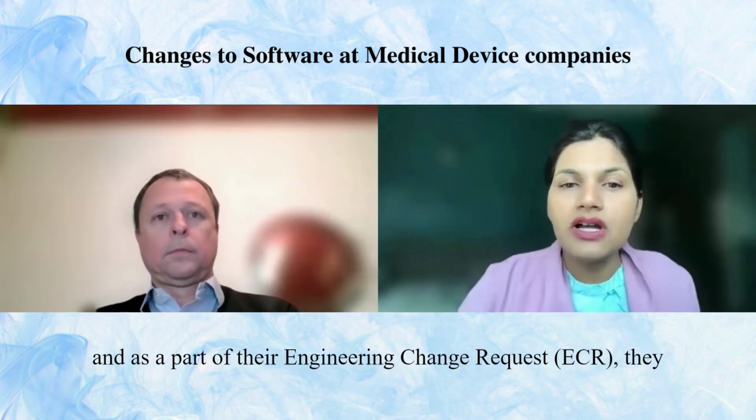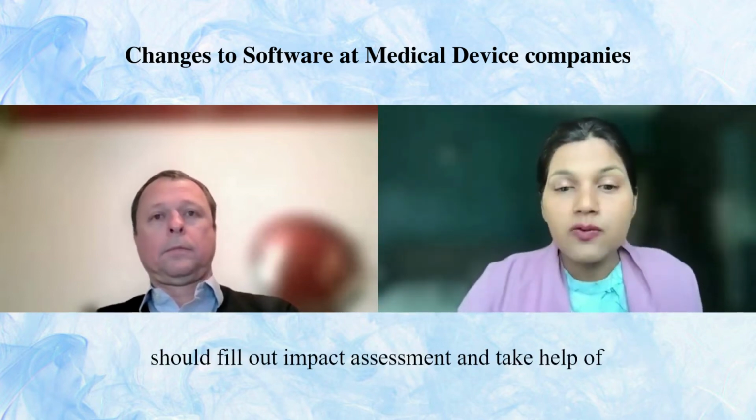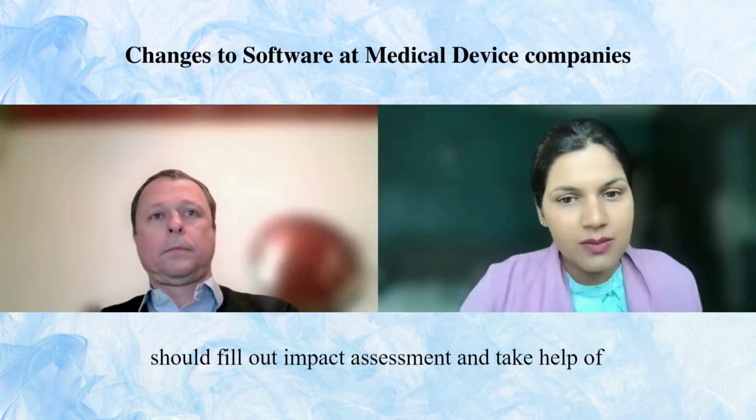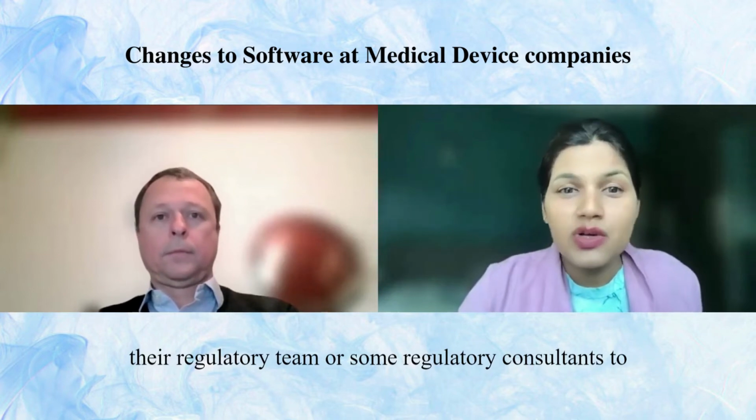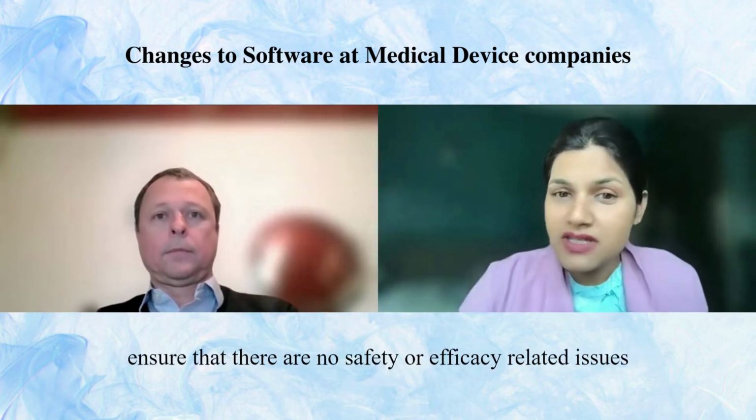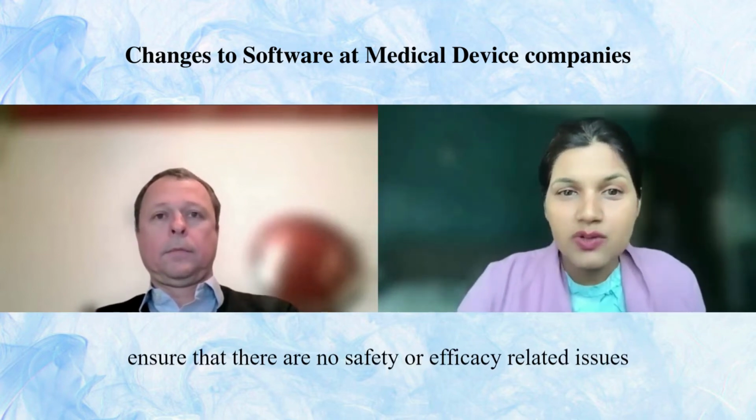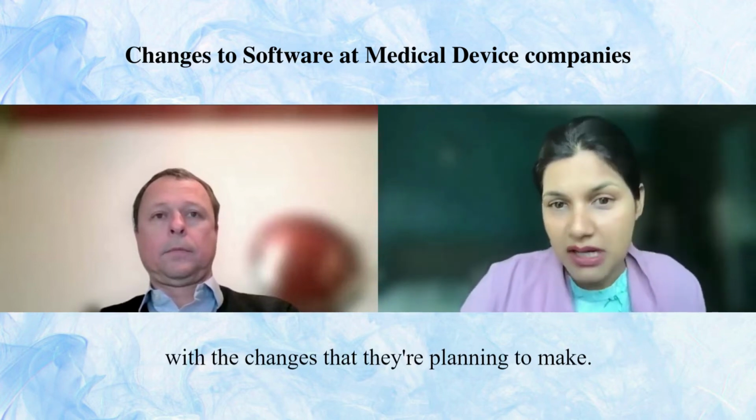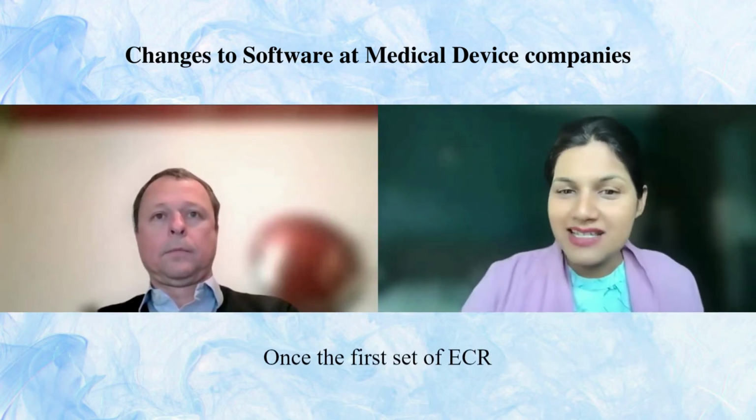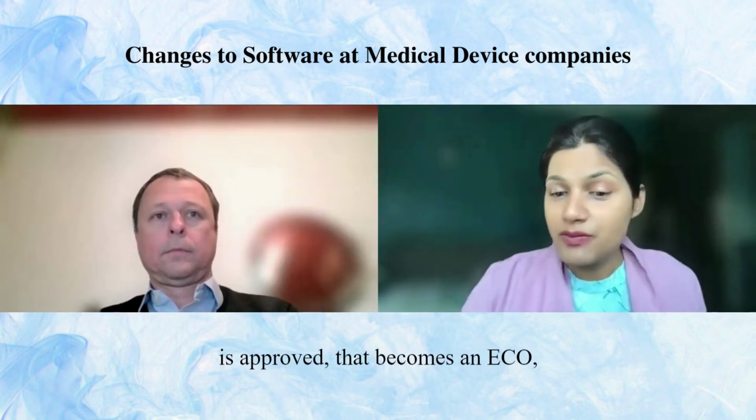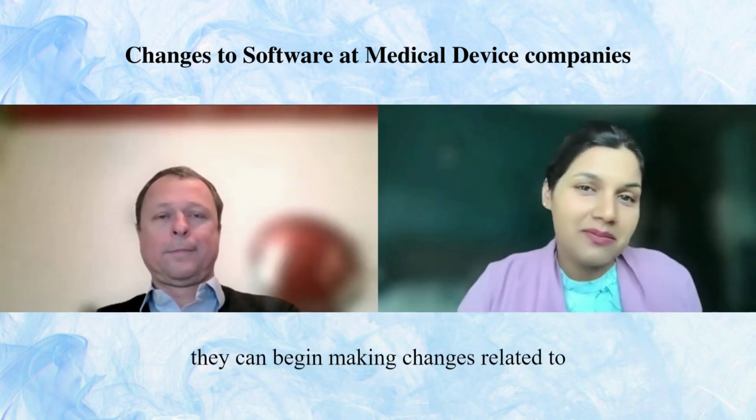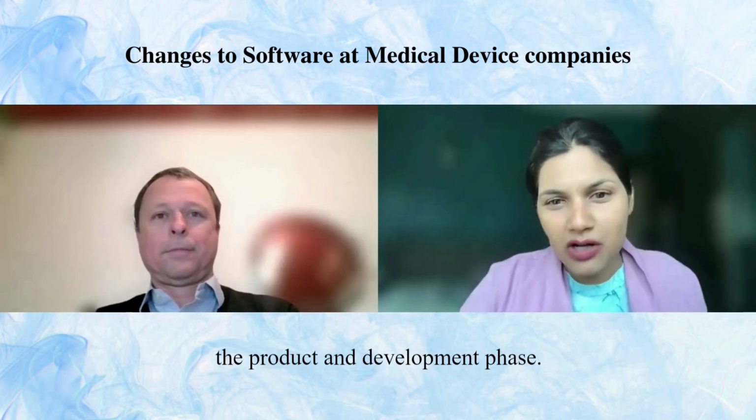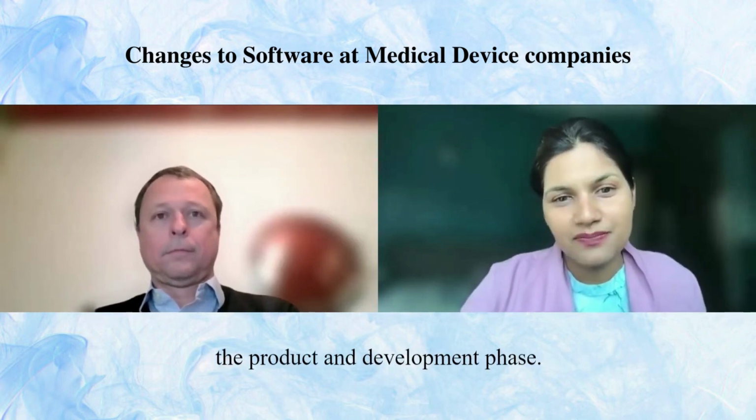And as part of their engineering change request, they should fill out an impact assessment and take help of their regulatory team or some regulatory consultants to ensure that there are no safety or efficacy related issues with the changes that they're planning to make. Once the first set of ECR is approved, that becomes an ECO. It's like an engineering change order, and they can begin making changes related to the product in development phase.